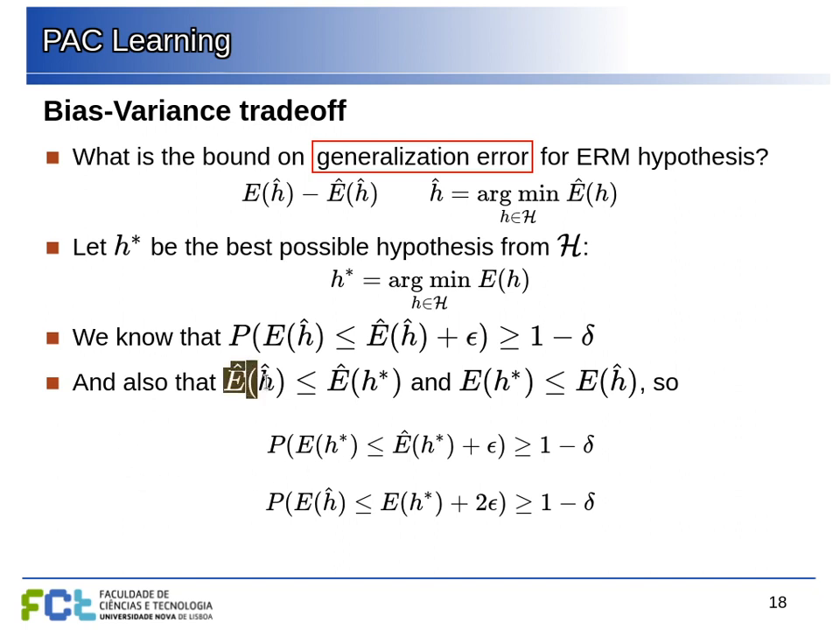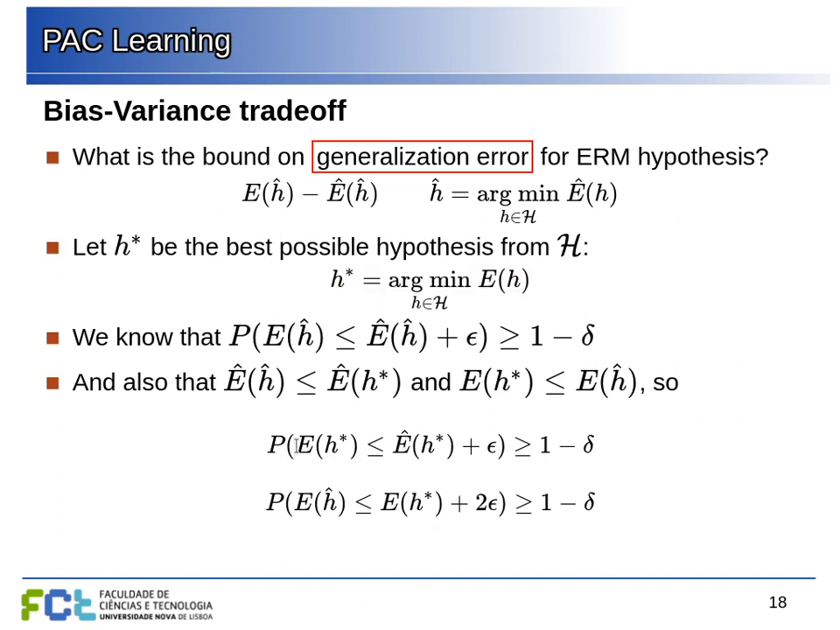We also note that the empirical error of the hypothesis that we chose, this one, cannot be greater than the empirical error of the best possible hypothesis. This is because we chose this hypothesis here, H hat, by minimizing the empirical error. So at best, the hypothesis H star can have the same error, but it cannot have an empirical error that is lower than this H hat. We also know that the true error of the hypothesis H star cannot be higher than the true error of the hypothesis H hat, the one that we chose here, because by definition, hypothesis H star is the one that has the smallest true error.